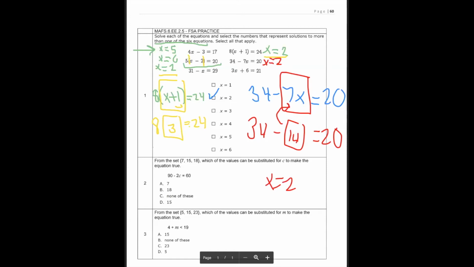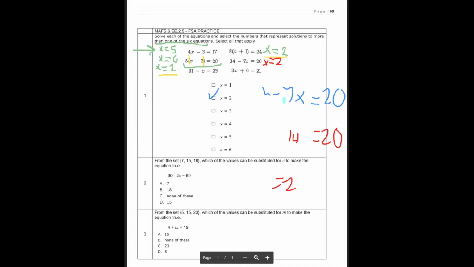And now let's try one more, the last one. I mean, we already got 2 before, so we've already checked it off. So this one was kind of a waste, just because we already know that x is equal to 2 is one of the answers. But let's try the last one.